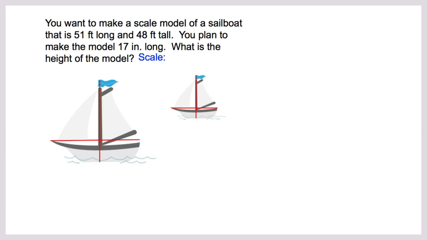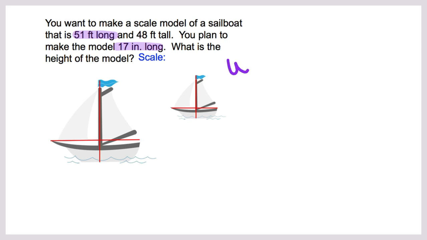How about some sailboats? You want to make a scale model of a sailboat that is 51 feet long and 48 feet tall. You plan to make the model 17 inches long. What is the height of the model? And then we're also going to find the scale. You need to find the two numbers that are related to each other in here. Is it the 51 feet long and the 17 inches? Yes. Why are the 51 and the 17 related? Because they're both talking about the length. So these two numbers are going to be our starting point.